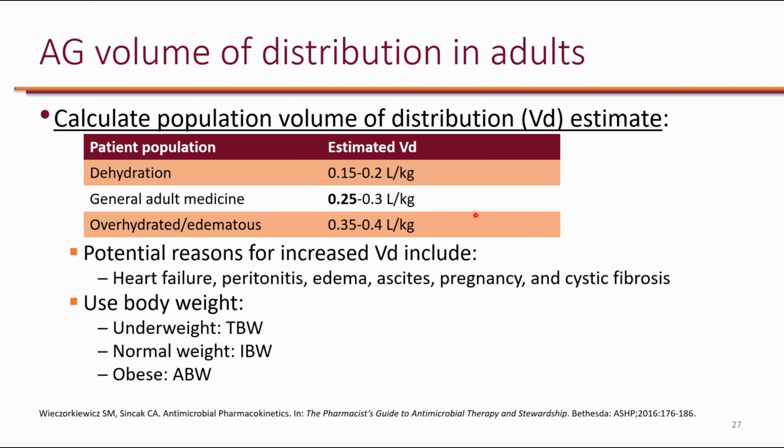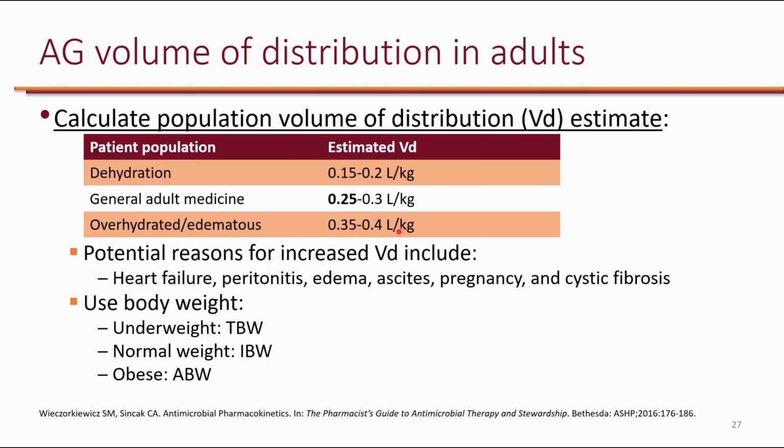Because aminoglycosides are hydrophilic, they distribute primarily in the extracellular fluid. So fluid status is extremely important. In someone with normal fluid status, so in a general population, the estimated volume of distribution is about 0.25 liters per kilogram. Now, if someone is dehydrated, this volume of distribution will be reduced. So for the purpose of this class, we're going to use the number 0.15 liters per kilogram. On the other hand, if someone is overhydrated, the volume of distribution will be increased. So we're going to use 0.35 liters per kilogram in this class.